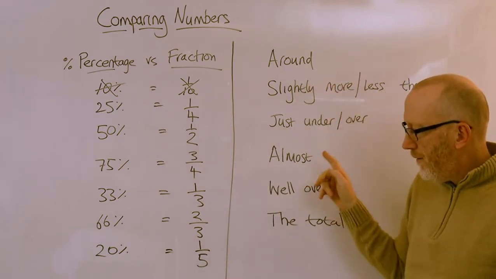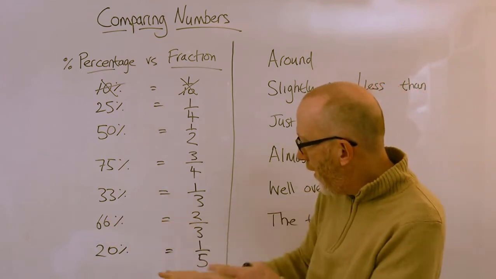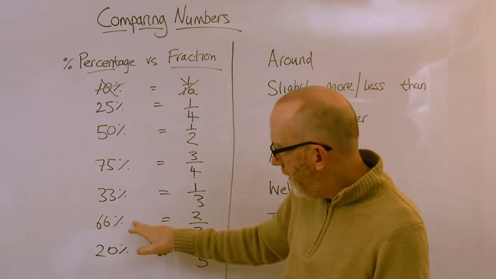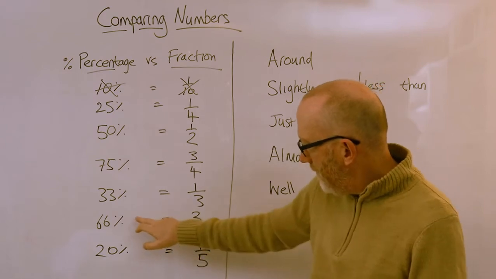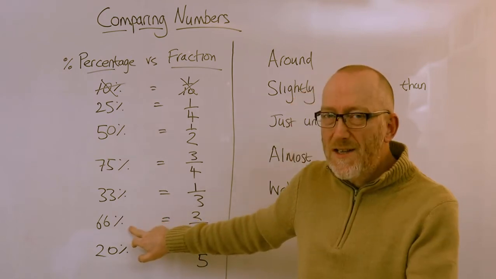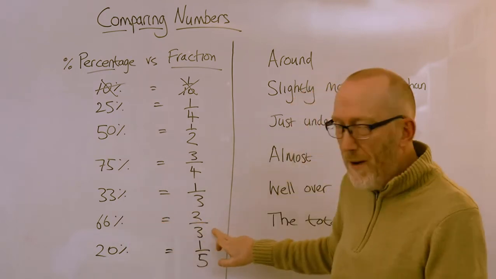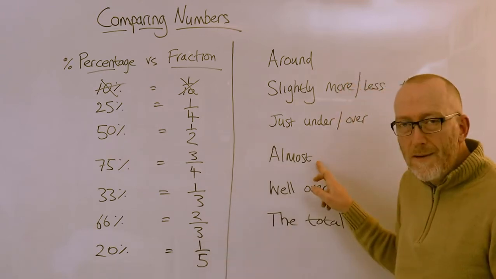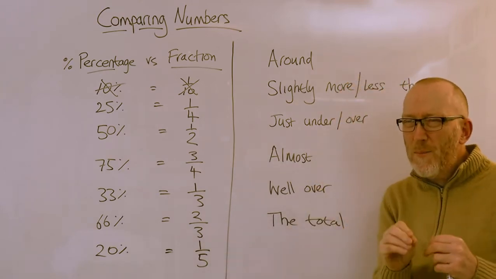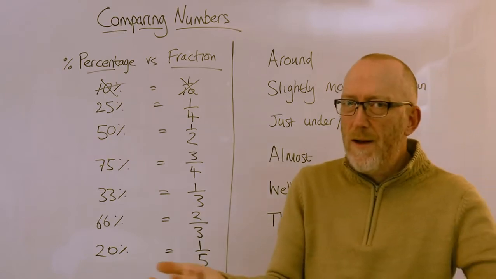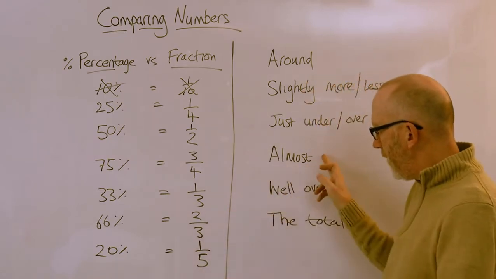Almost is another great one. So let's imagine that you've had a quick look and you've seen that perhaps you could say, let's say you've got 63%, which is almost 2/3. Yeah, almost 2/3 of people chose the colour blue as their favourite. Yeah, that's a great one.